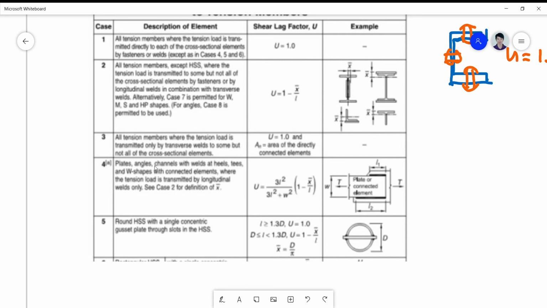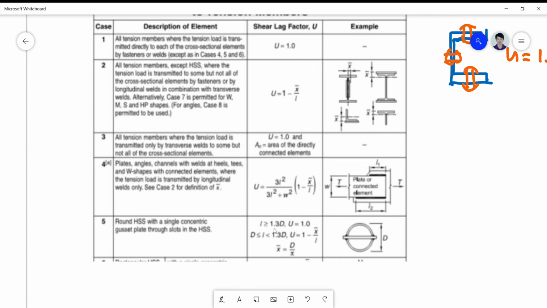So this pertains to all plates, angles, and channels with welds at heels, T's, and W shapes with connected elements where the tension load is transmitted only by longitudinal welds. Okay, for round HSS, hollow structural sections with a single concentric gusset plate embedded through the diameter, yan, nakalagay dito, nakapasok dito sa mismong pipe or circular section, hollow circular section.